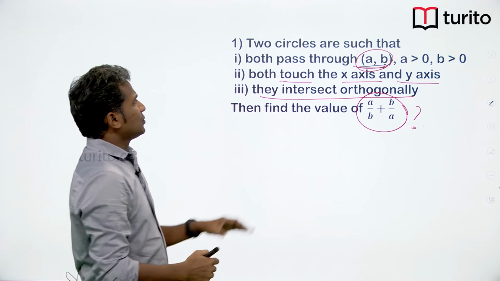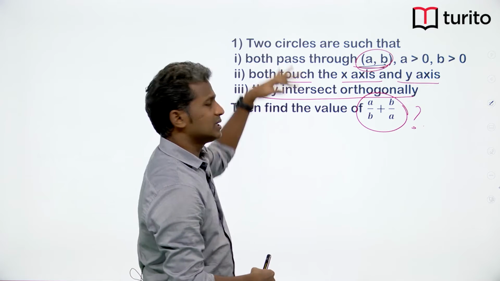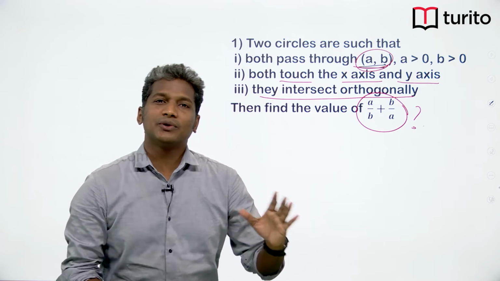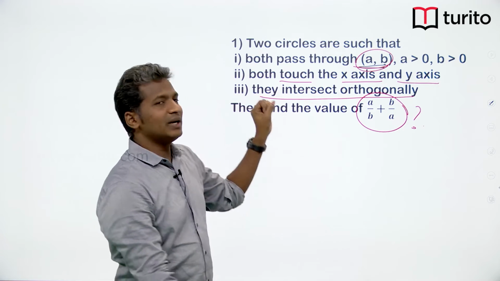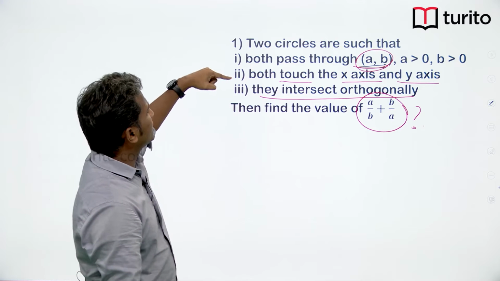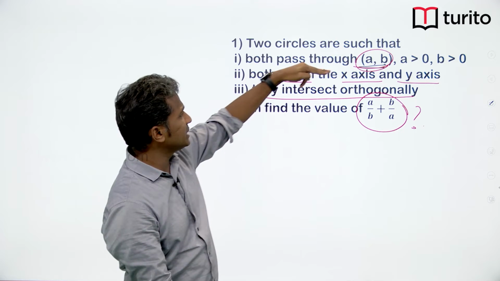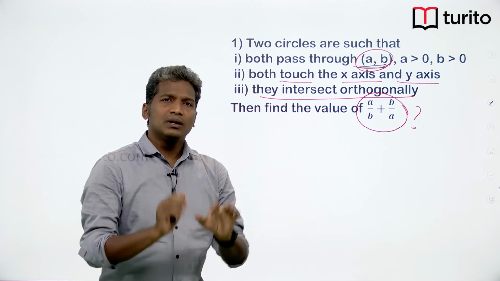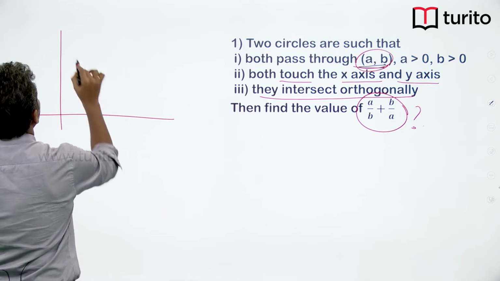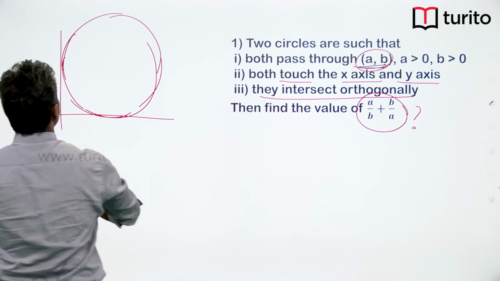Okay. So, to solve this, first we have to understand how to interpret this data. As I keep saying always, beta, everything is about data. So, you should be able to interpret the data correctly. Okay. So, here if we just check the second point, which says both circles touch x axis and y axis. Now, if we take one sample of a circle which is touching x axis and y axis, let us say there is a circle which is touching x axis and y axis.